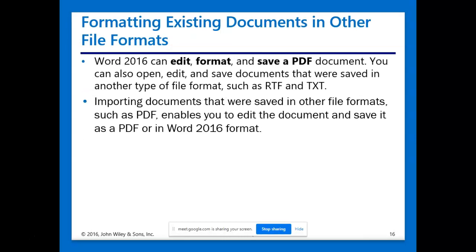Formatting existing documents in other file formats. As I stated earlier, Word 2016 can edit, format, and save a PDF document. You can also open, edit, and save documents that were saved in another type of file format, such as RTF, which is rich text format, and TXT, which just stands for the text format that you might see in Notepad. Importing documents that were saved in other file formats such as PDF enables you to edit the document and save it as a PDF or in Word 2016 format.